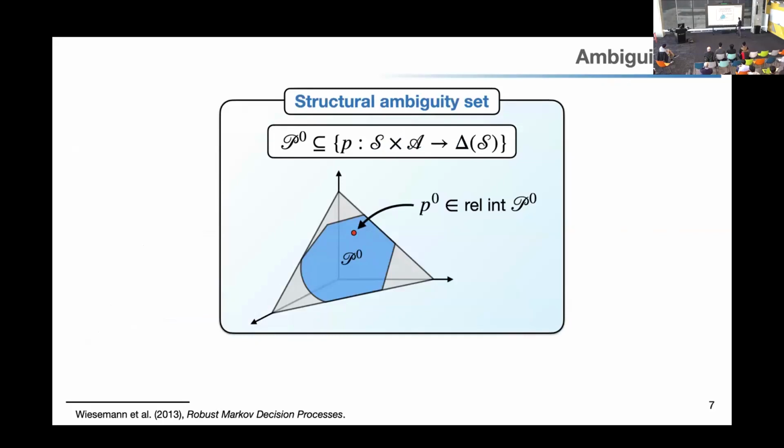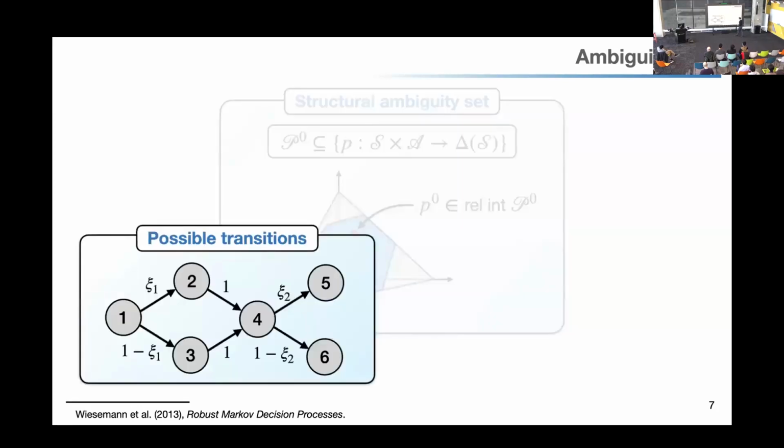The structural ambiguity set, as I mentioned, should capture all the a priori information that we have about the transition kernel. And I will make the assumption here that the unknown true kernel lies in the relative interior of that set. What that means in practice is I need to know which transitions happen with probability 1 and which transitions happen with probability 0. That will be needed for the statistics later on. In the simplest case, that's all that we know. We have an MDP, we say, well, some transitions I know they happen with probability 1, whereas others, they can be anything between 0 and 1.